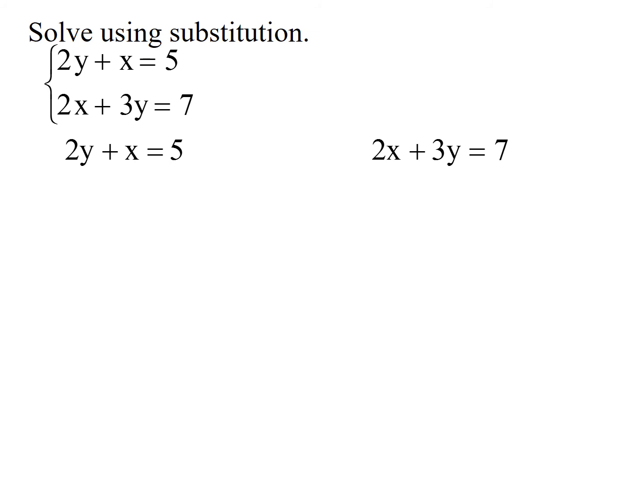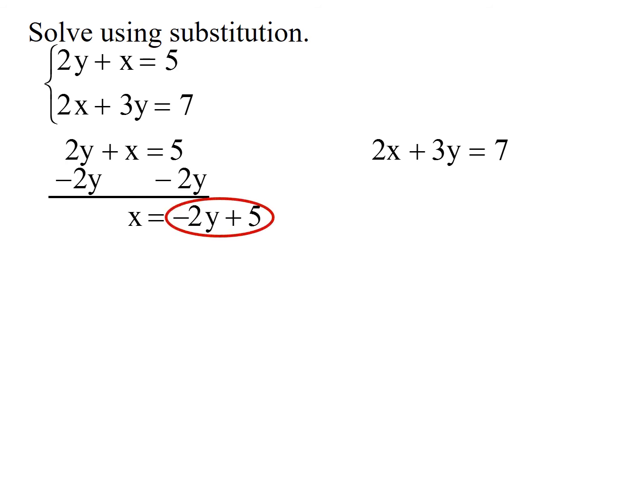So what I'm going to do is in the first equation, I'm going to take that 2y and move it to the other side, and then my x will be isolated. Once my x is isolated, now I know what it's equal to. X is equal to negative 2 times y plus 5. I'll take that and I'm going to plug it in behind the 2 here.